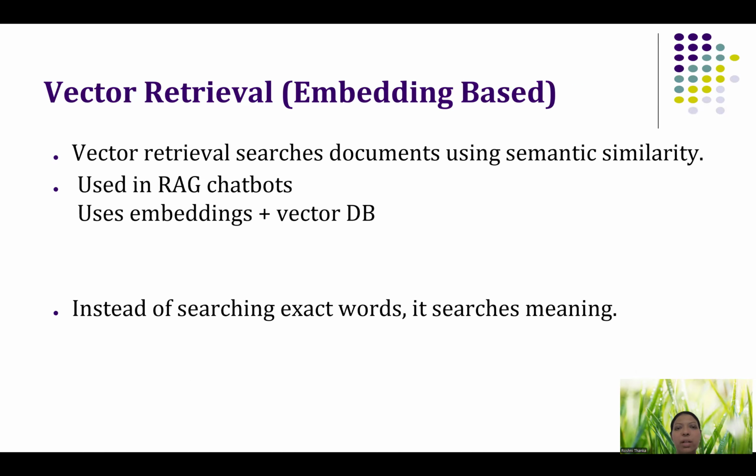Next one is vector retrieval. It is embedding based. We have already learned in the previous video what a vector is, what a vector library database is, and everything. This vector retrieval searches documents using semantic search. It is basically used in RAG-based chatbots, and here it uses embeddings plus a vector database. Instead of searching for the exact word, for example, AI is different from artificial intelligence. If we search by exact word, even though both are similar, we will not get the result. But if you search based on the meaning, you will get the relevant information. So that is about vector retrieval.